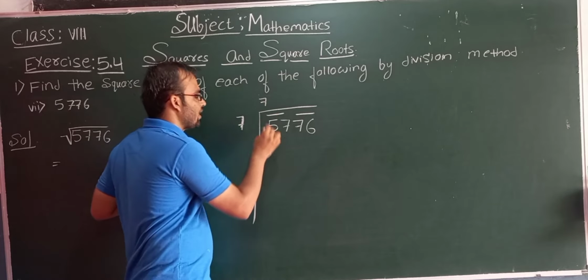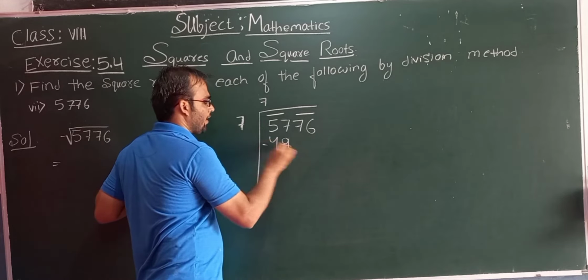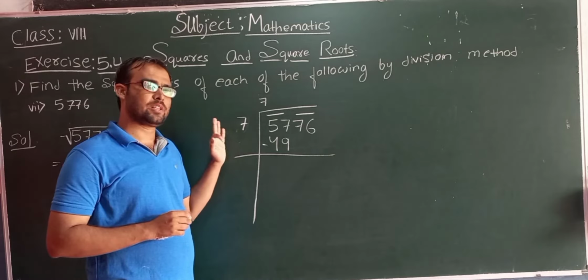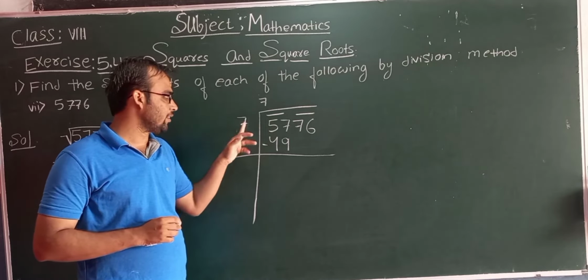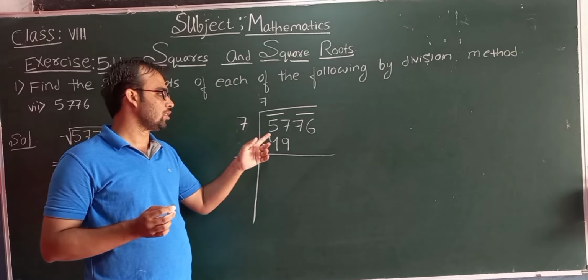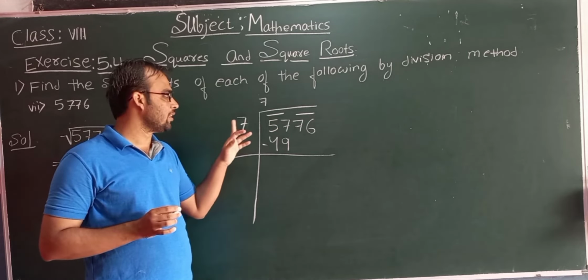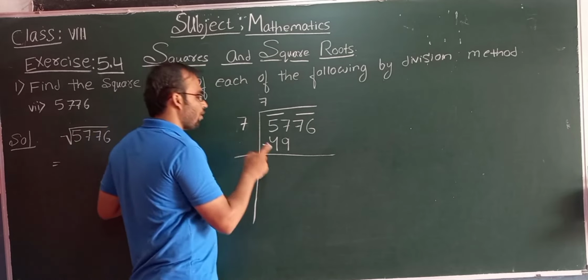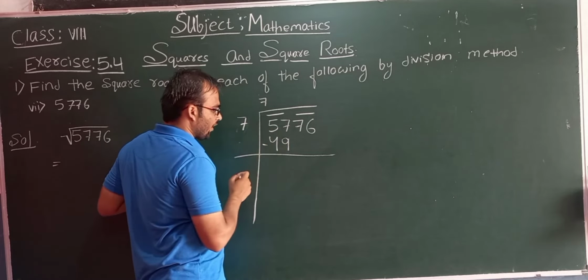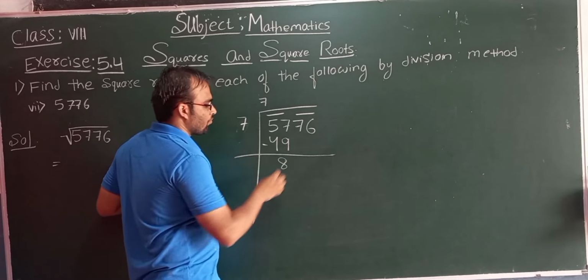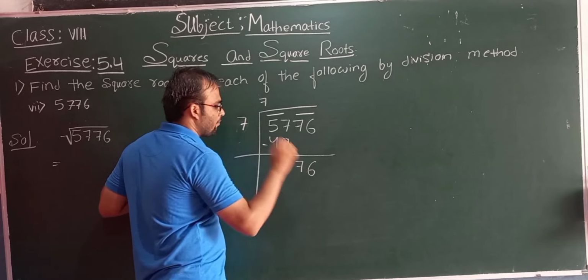Okay, 7 7s are 49. Students, here if in place of 7 I would have taken 8, then 8 8s are 64. So 64 will be greater than 57. Okay, so because of this we have written 7. So 7 7s are 49. 57 minus 49 will be what? 8. So bring down these two numbers.